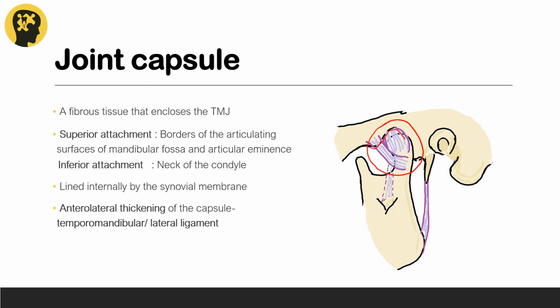And the joint capsule as such also provides proprioceptive capability to the joint. Now, there's an anterolateral thickening of the joint capsule over here. It's not as prominent, but just for understanding purpose, it is called the temporomandibular or the lateral ligament. We'll see the function of that in a while.